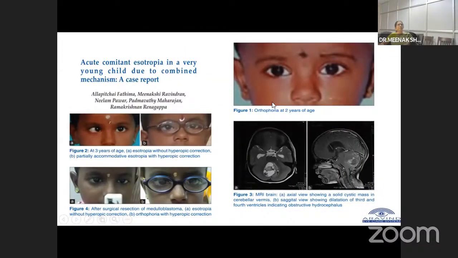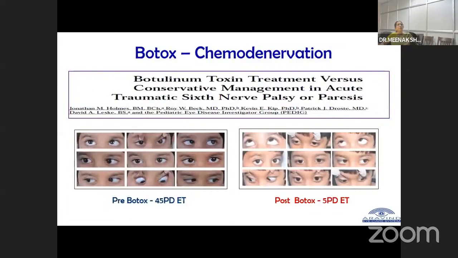And this is one case report where you can have a combined mechanism. This is a pre-op photo at 2 years of orthophoria. At 3 years, the patient presented with esotropia of 6 months duration, and it was partially corrected. Then when we neuroimaged, it turned out to be a medulloblastoma, and the child is orthophoric now with just simple hyperopic correction alone. So this shows the importance of doing neuroimaging.